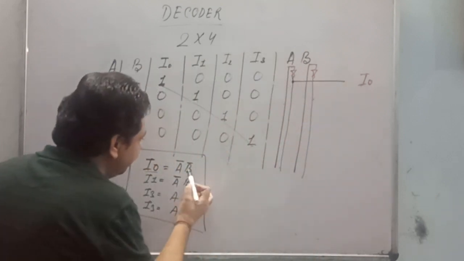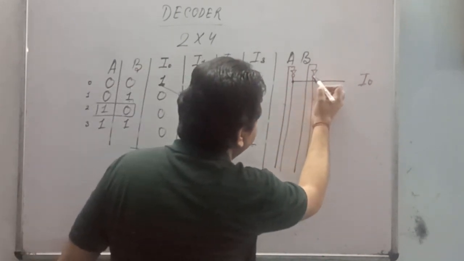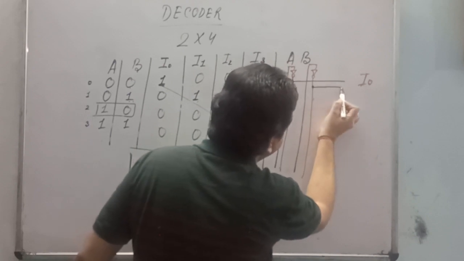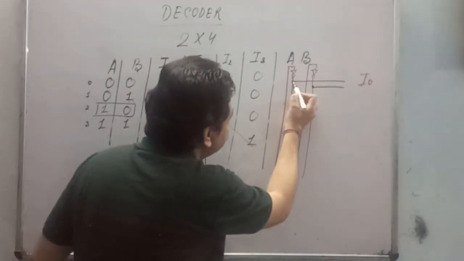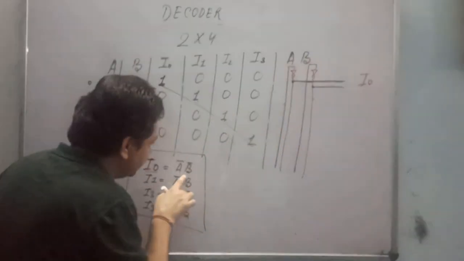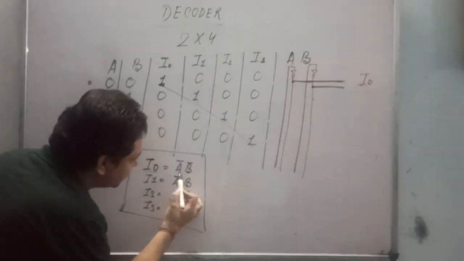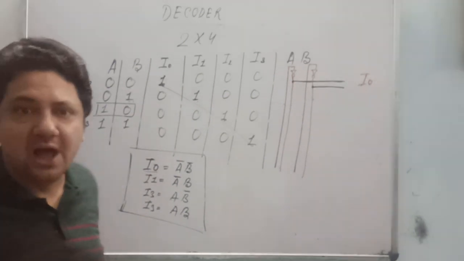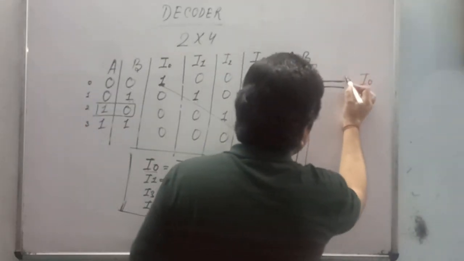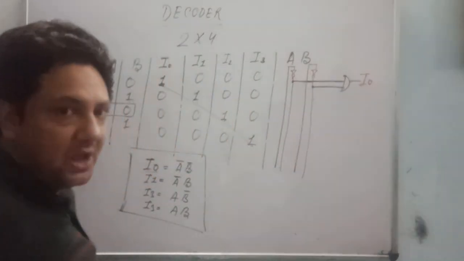And B bar. B bar we will get by the NOT gate, so we have to connect this also with a NOT gate. Here we consider the A bar. So for A bar I have drawn this line by the NOT gate, and here is the B bar. I have taken this line from the NOT gate, and you can see that there is no sign between these components. If there is no sign between the components or between the variables, that means there is an AND gate. So I have to draw the AND gate, and this will be the I0 output.